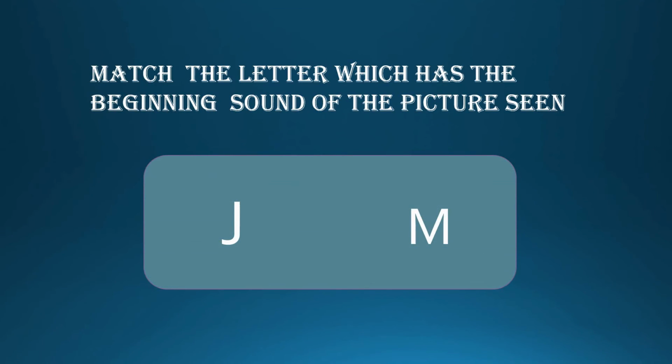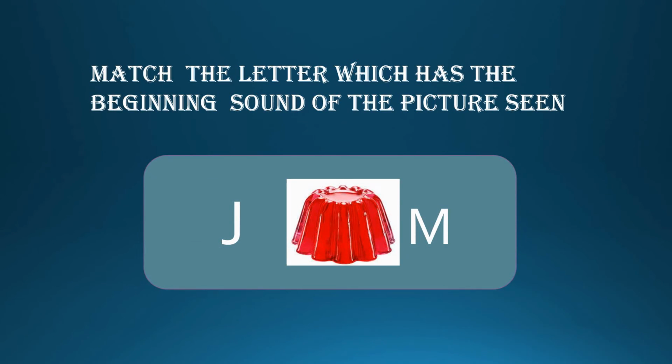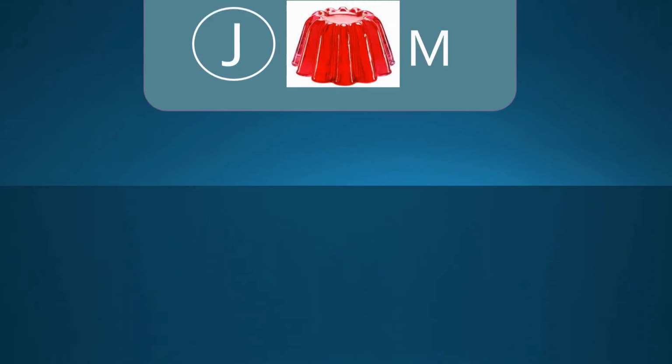Circle the letter which has the beginning sound. Children, here is letter J and letter M. And the picture is of jelly. Correct. So the beginning sound is J. Jelly. So you have to circle letter J. Let's see next.